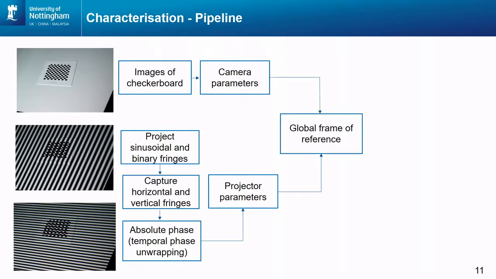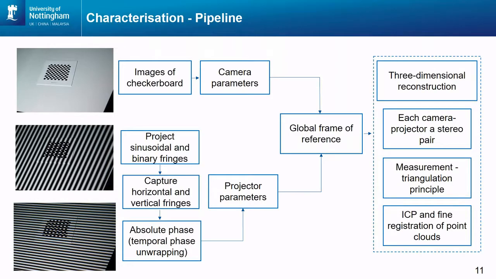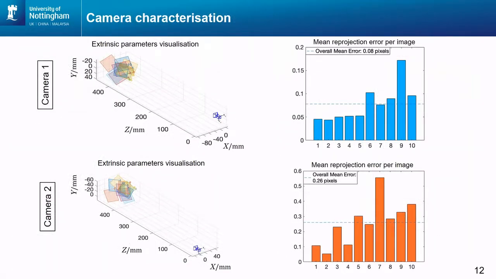Once we have the camera and projector parameters, all the cameras and projectors are in the global frame of reference, and then we can use this characterization to perform a measurement, for which we take each camera and projector as a stereo pair, and using the principle of triangulation, we determine the 3D shape of AM parts, and further we use the ICP algorithm for point cloud registration. So just to start off, as a multi-view system, we used 2 sets of cameras and projectors.